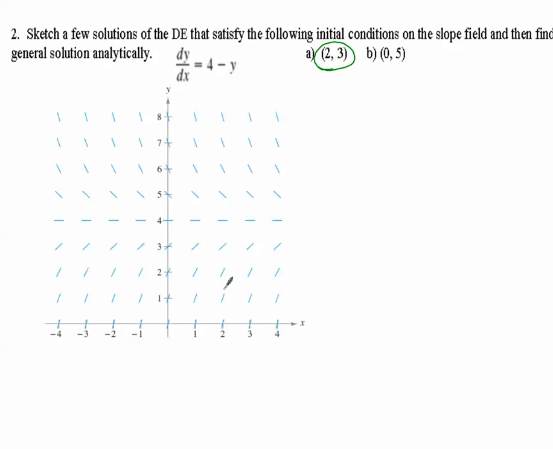(2, 3) is here, and follow the little curve lines, looks like that. And (0, 5) is here. Follow the direction, and it looks like this.